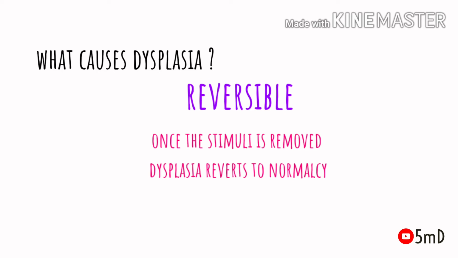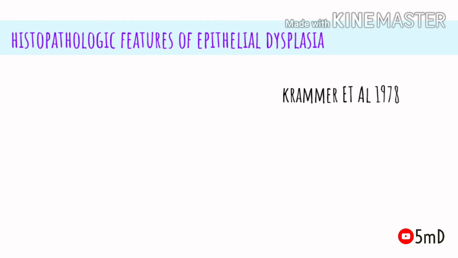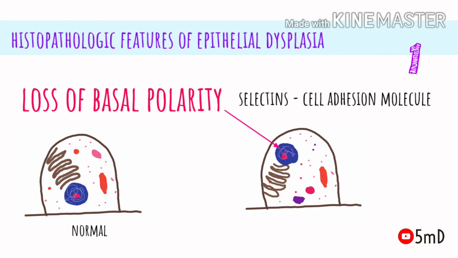So, what are the dysplastic features which are seen histologically? We will see the classical features of dysplasia given by Kramer et al. in 1978, though some features have been modified by the World Health Organization later. The first feature is the loss of polarity of basal cells. That is, the basal cells of the epithelium have a tendency to have their nuclei near their basement membranes. In dysplastic or neoplastic conditions, these nuclei tend to move away from the basement membrane due to the selectins, that is the cell adhesion molecules, which malfunction here.